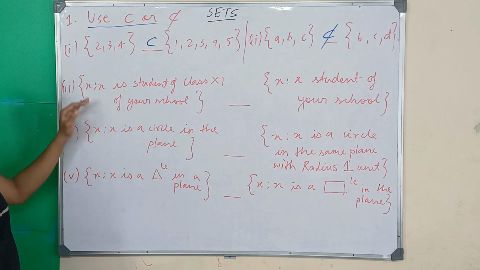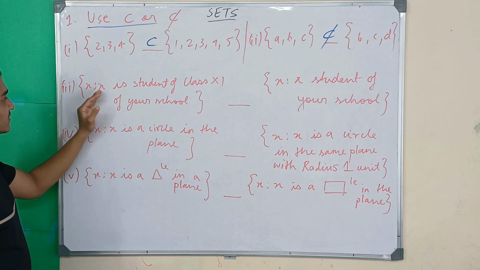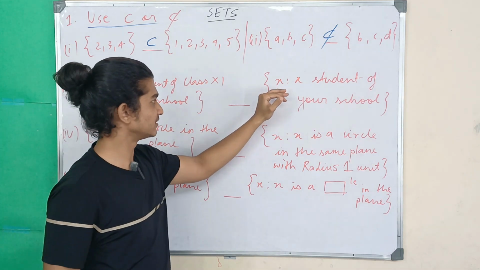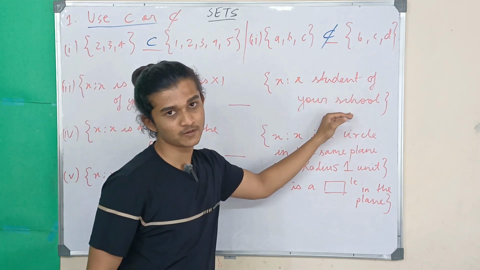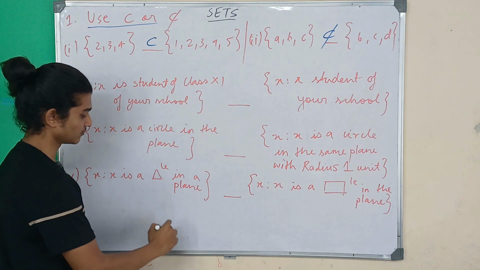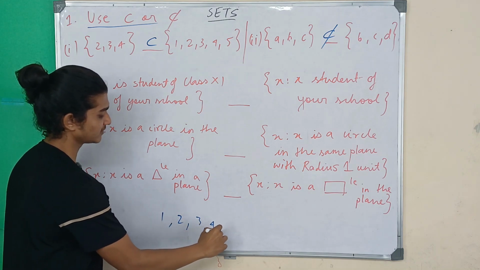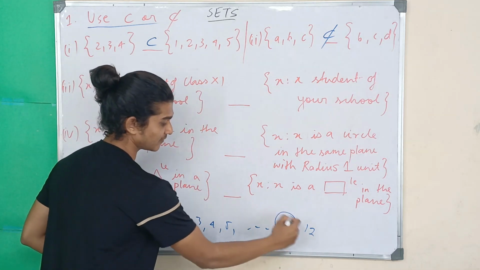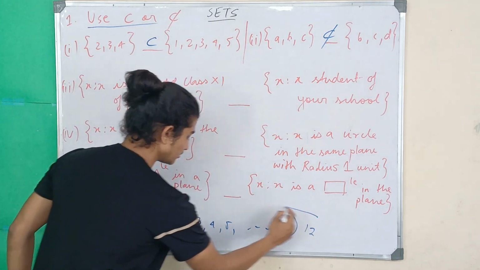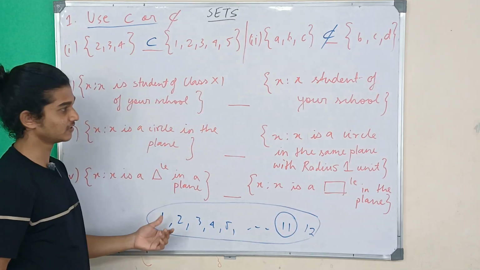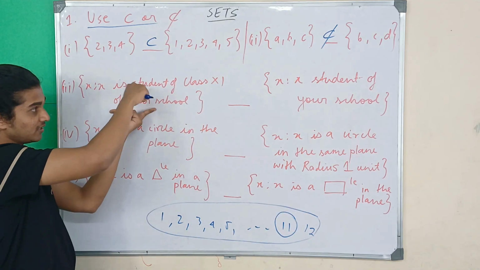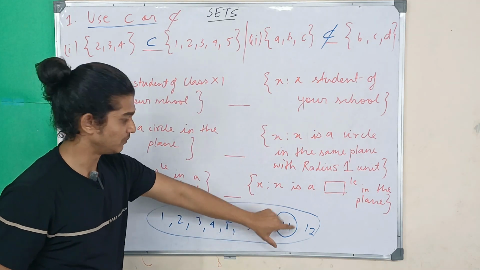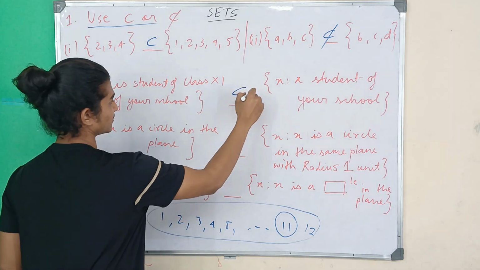Easy, easy. The third one is the set of all x such that x is a student of class 11th of your school, whereas this set is the set of all x such that x is a student of your school. Your school consists of all the standards, starting from first, second, third, fourth, 5, 6, all the way till 11th, 12th. They're saying this set is all the students in the 11th class, and this set is all the students in your school. Which is the bigger set? Of course this one. Are all the elements in this set there in that set? Yes, of course, because all the students in your class belong to the school. So of course I can say this is a subset of that set.